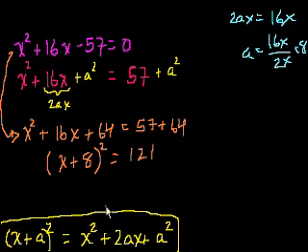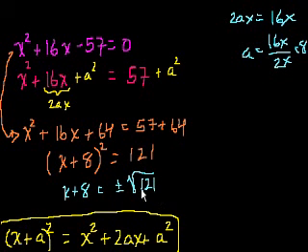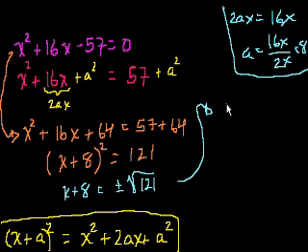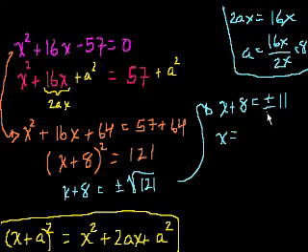We get, once again arbitrarily switching colors, that x plus 8 is equal to, and remember this, the plus or minus square root of 121. And what's the square root of 121? Well, it's 11, right? Let me box this away so you know this was just an aside. So we get x plus 8 is equal to plus or minus 11. And so x is equal to, subtract 8 from both sides, minus 8 plus or minus 11.